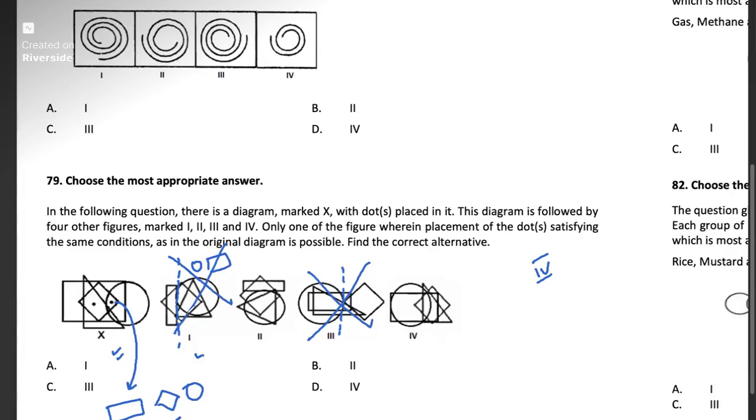Yes, absolutely, you are right. So it's definitely 4th. Since there is no intersection between circle and rectangle, option 2 is also not possible. But let's just try to find out where exactly we can put this. It has to be outside the triangle.